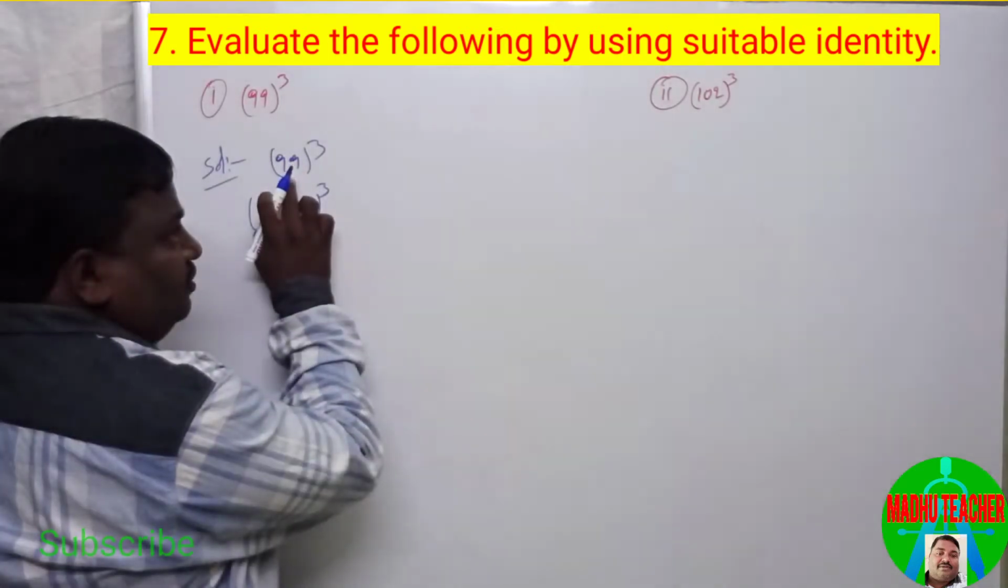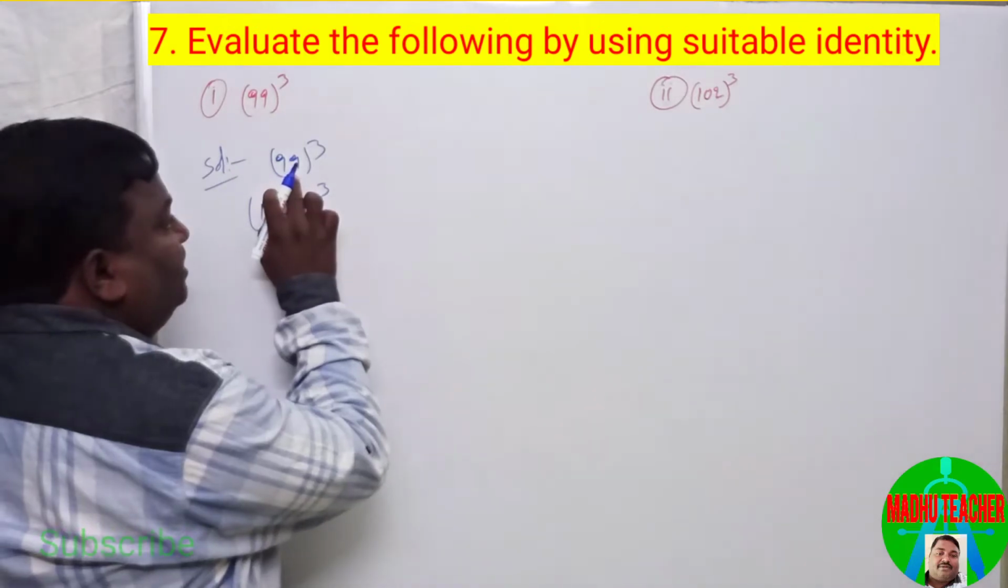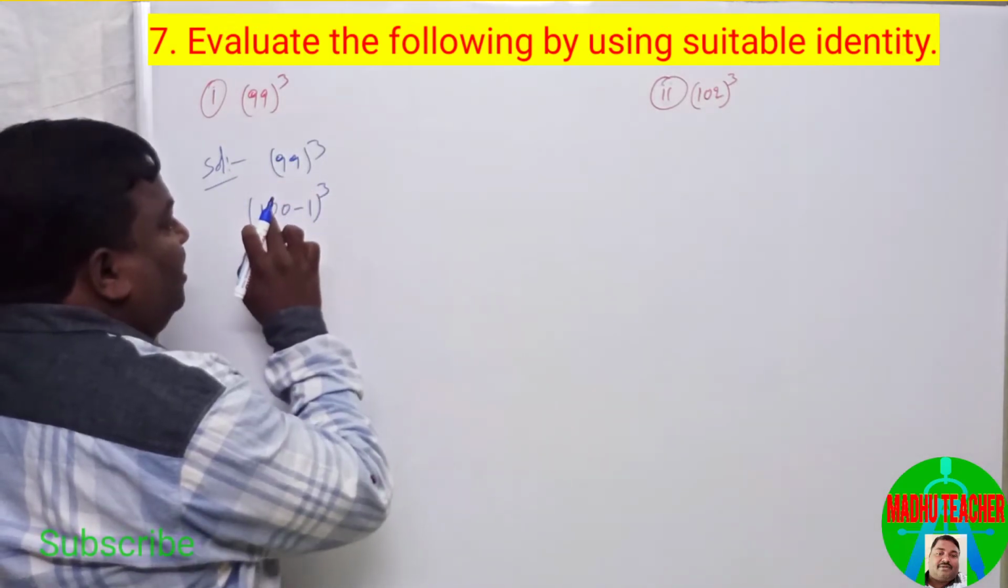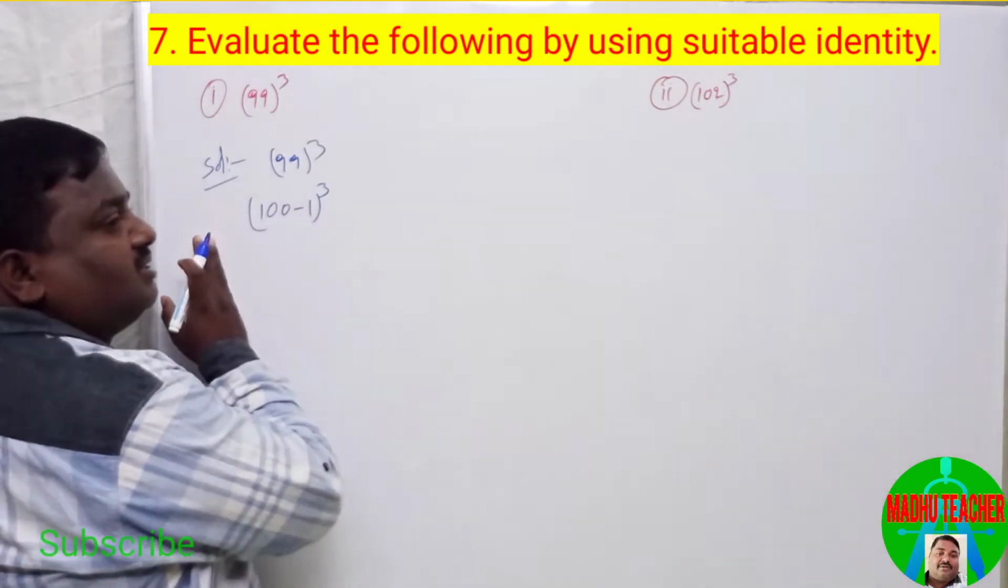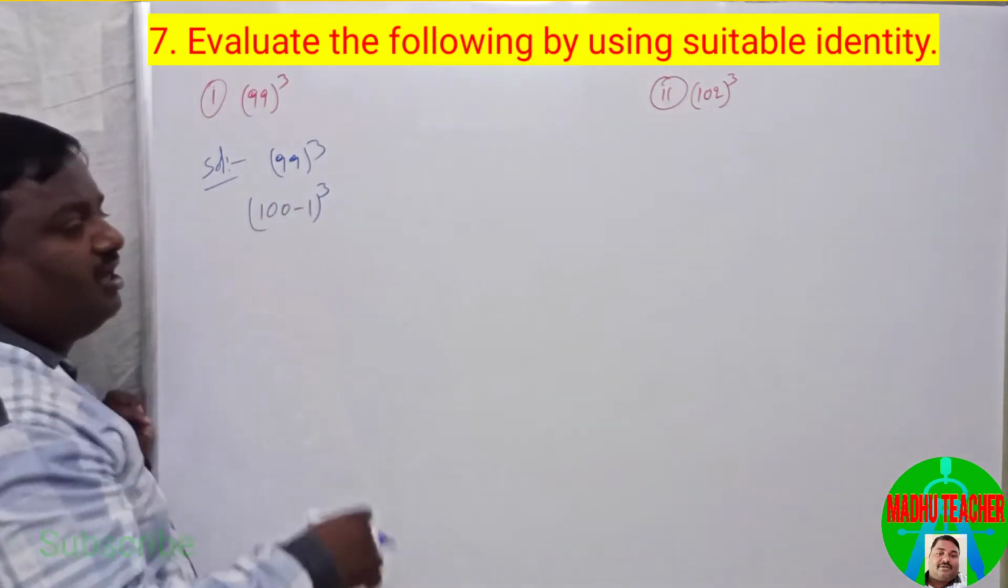Whatever the number, you should write it as a rounding number plus something or a rounding number minus something. Then only we can calculate easily.